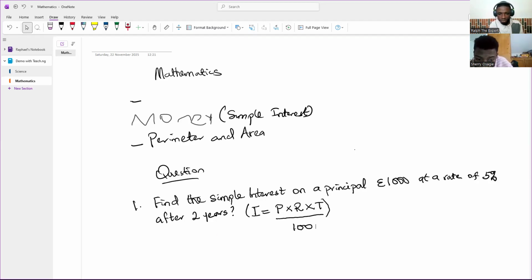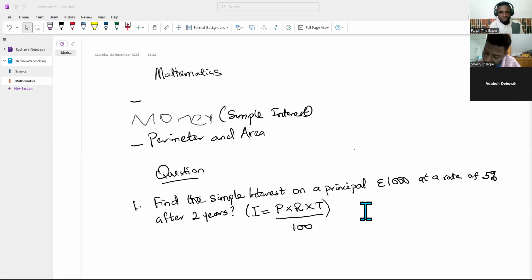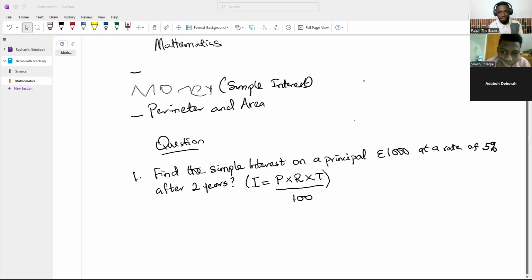Are you good? Am I supposed to write that down? Of course, yes. You are going to write the solution to it here on the screen. Go ahead. It's not showing the formula you wrote. Oh no, it is.